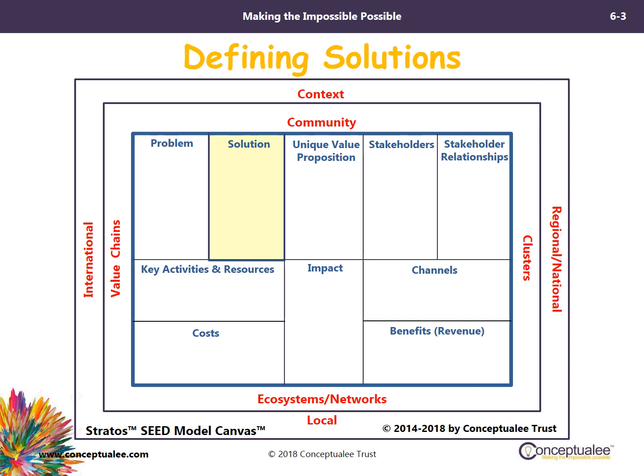You can fill in the solutions section. It's highlighted here. Again, it will be with bulleted points, words or phrases that briefly describe one of your solutions. And in our case with the case study, we actually only have one. If you are working on multiple possible solutions, you will most likely need to fill out a separate seed model canvas for each unique solution.